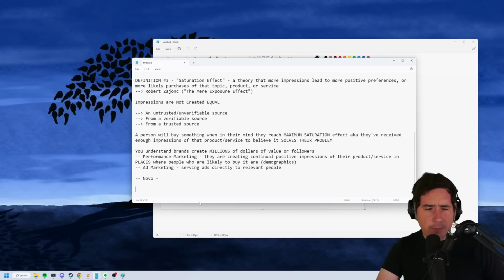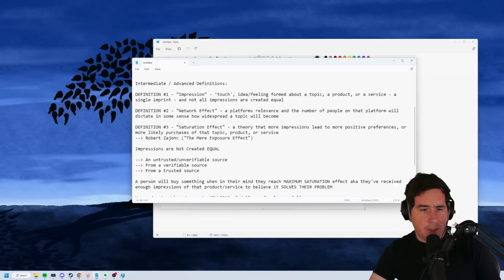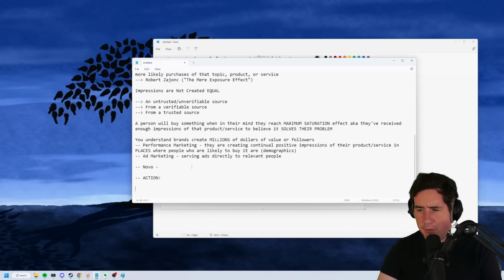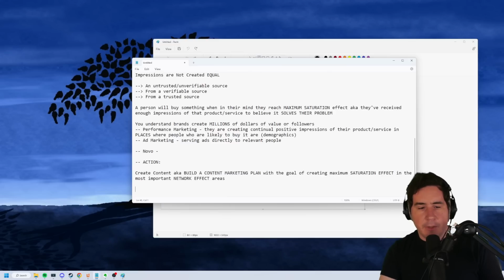Now, I'm going to do what I promised, and I'm going to show you the action through some specific examples. So if we understand all of the variables and the definitions that we put so far, then what we need to do is create content, aka build a content marketing plan with the goal of creating maximum saturation effect in the most important network effect areas. And I'm going to show you exactly how I do this.